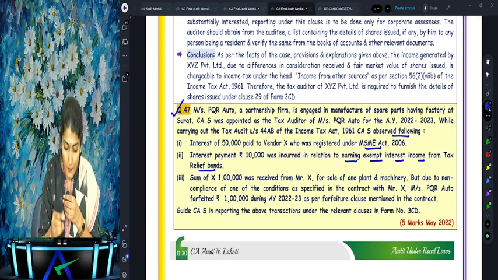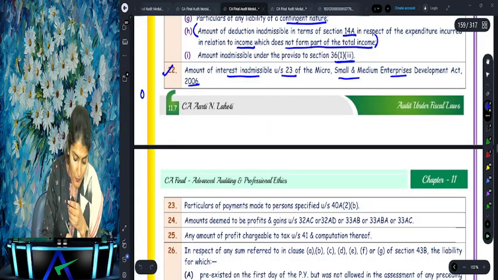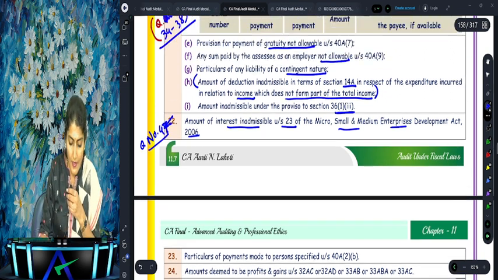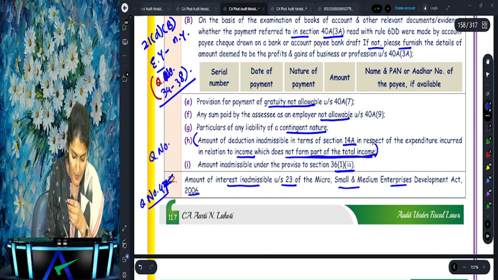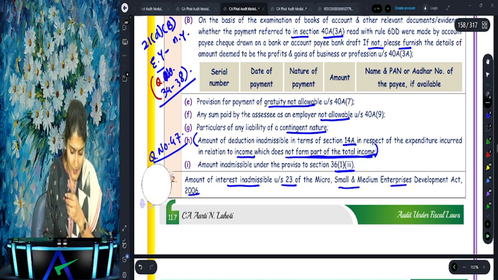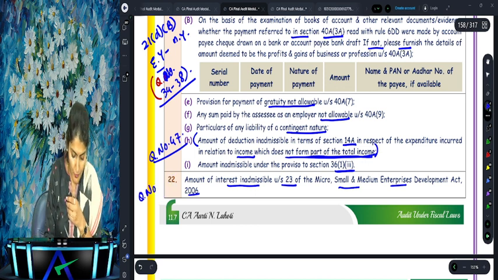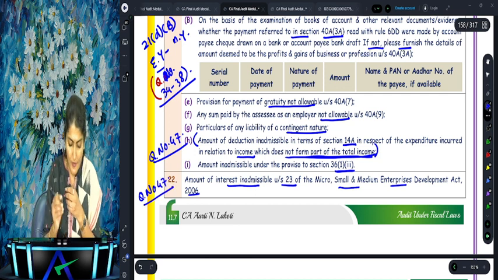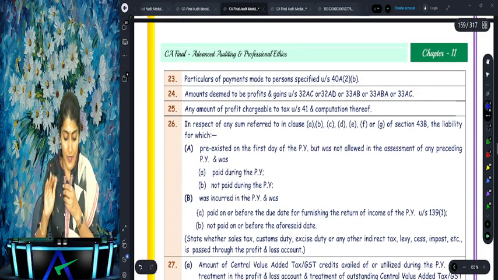Okay, right. So now again what we can do in our question bank, in our markings over here, question number 47, interest to MSMED suppliers, and this does not form part of the total income. Again there we can write down question number 47. Are you able to follow this? Question number 47 for 21H also and for 22 also. Right, then what is the next one?